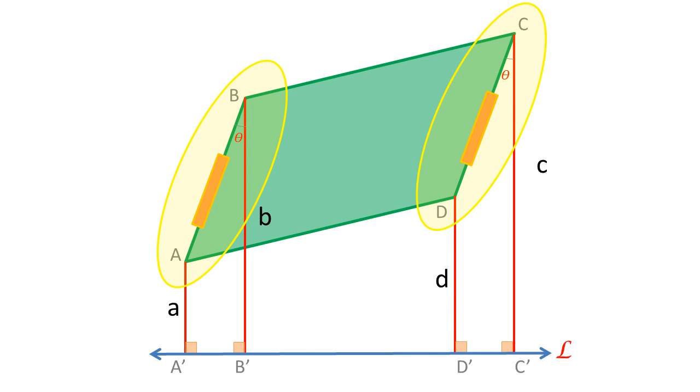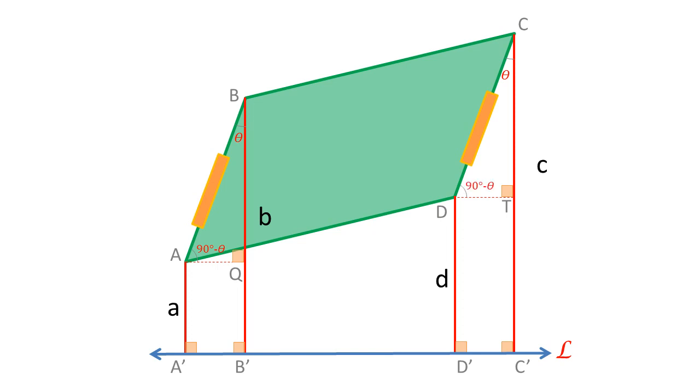We can do that drawing the perpendicular AQ from A to BB' and the perpendicular DT from D to CC'. Remembering that in any triangle the sum of the measures of interior angles is 180 degrees, we should notice that in triangle AQB the measure of angle BAQ is 90 degrees minus theta, and in triangle DTC the measure of angle CDT is also 90 degrees minus theta.